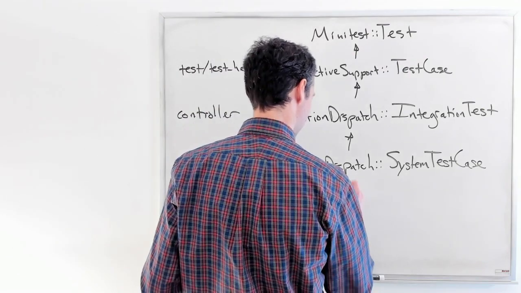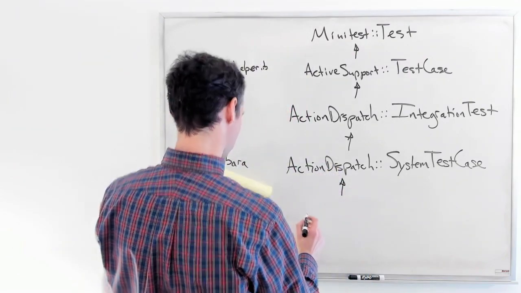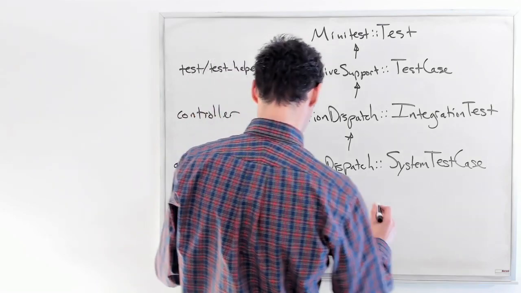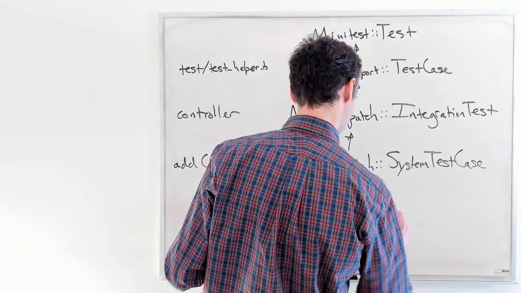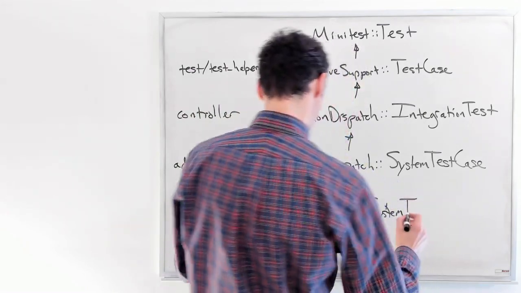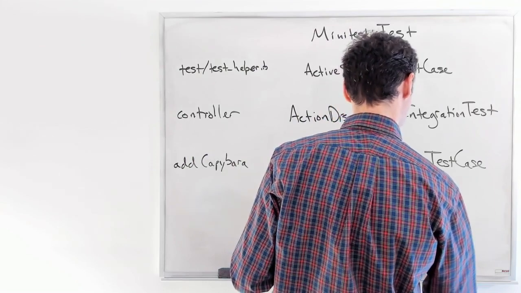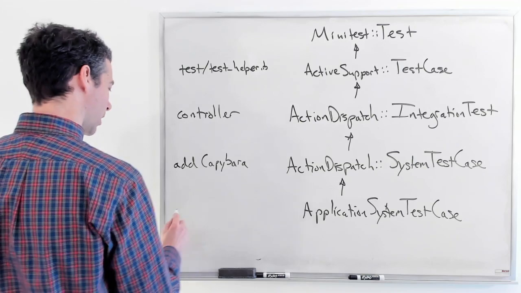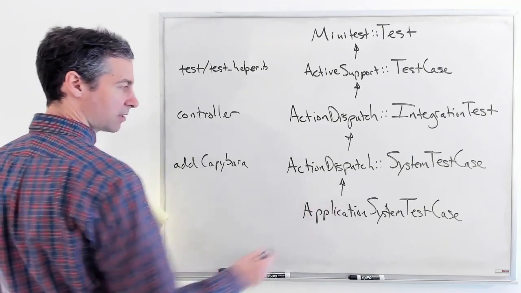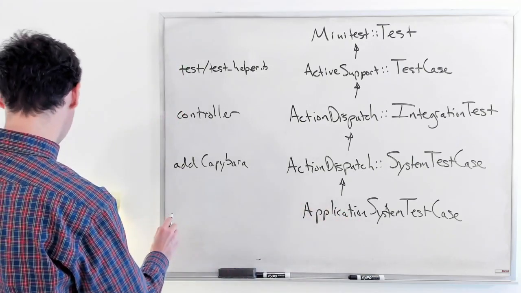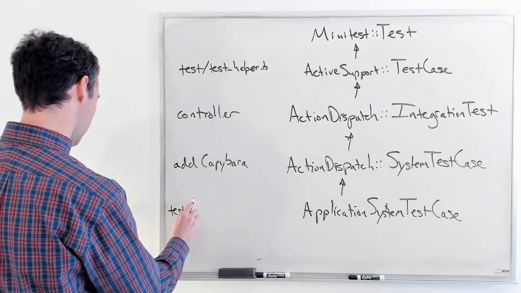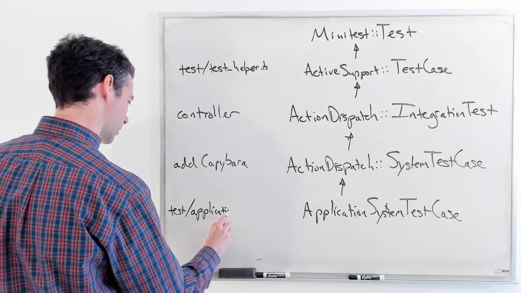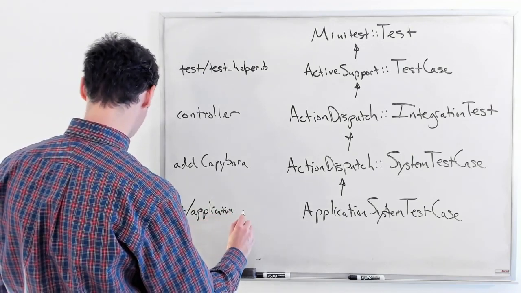But then, inheriting from this, we have a class called the ApplicationSystemTestCase. And this is actually what you inherit from when you write system test cases. This one happens to be found in test, and not surprisingly, it's in snake case: application_system_test_case.rb.